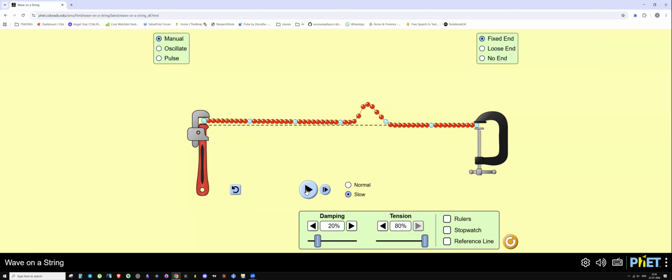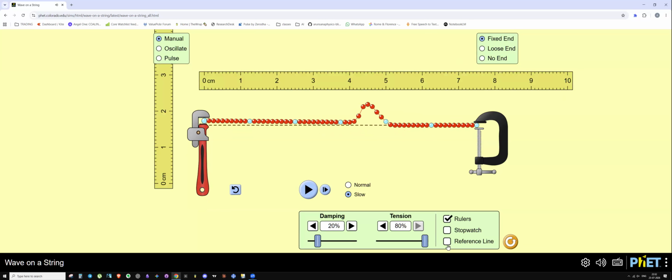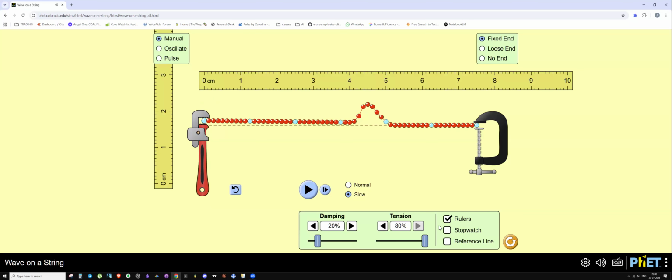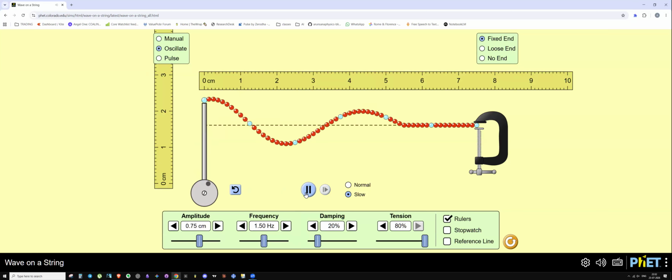This is what I was saying. The bump is traveling forward. And look at the red colored beads. None of them go front and back. They are always going up and down only. I can also draw a reference line, a ruler, and a stopwatch. I can actually make it like a machine also. See, this thing keeps going up and down.